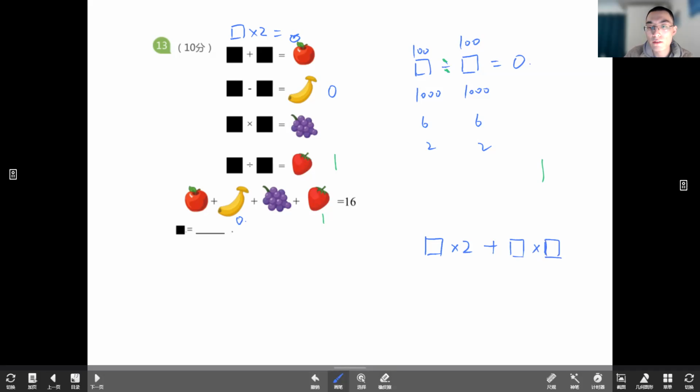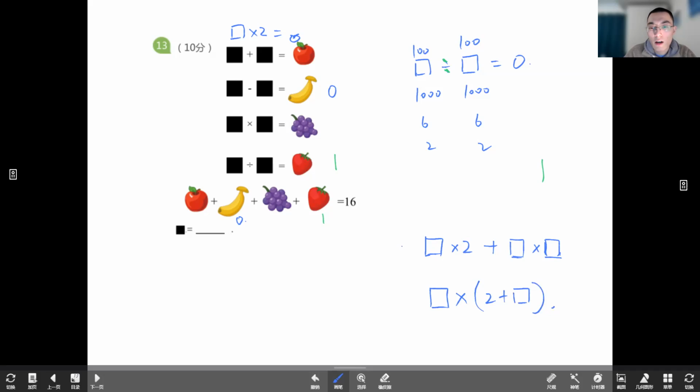Now, this requires knowledge called finding the common factor, which is the same number that we are multiplying in these two expressions: square times 2 and square times square. Some of you might know, some of you might not, but I'm just going to introduce this to you. So we take out that common factor, meaning we take out that common number we're multiplying. We take the square out and multiply. Whatever's left, put it in a bracket: 2 plus square.